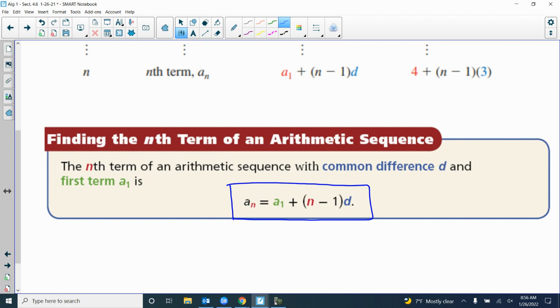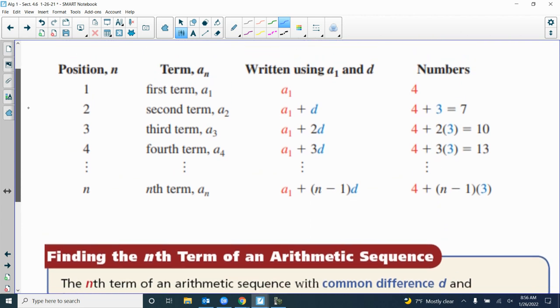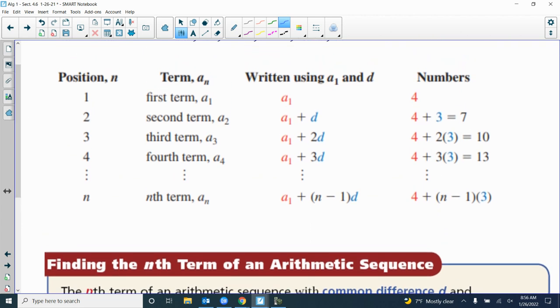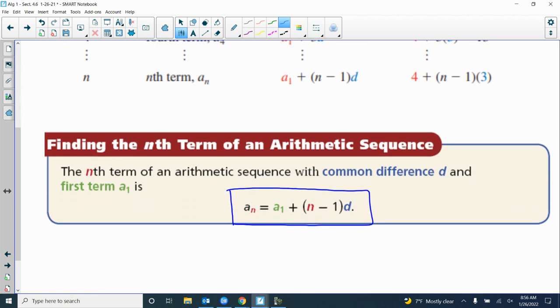Okay, so this is how we do it. You start with the first term, and then you keep adding that d value. Okay, repeated addition is multiplication, and that's how we're going to determine each one.